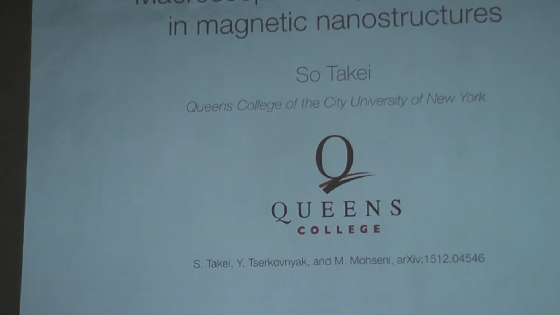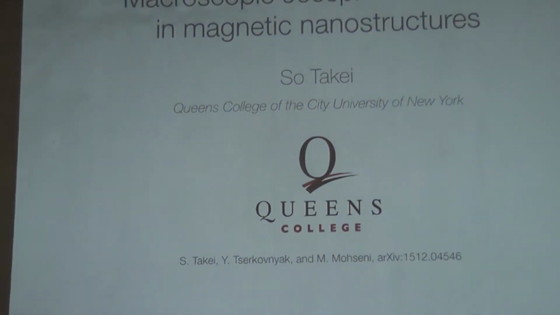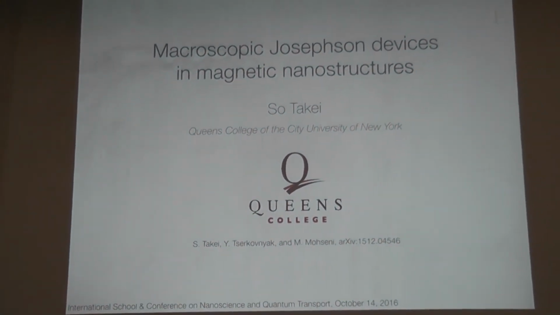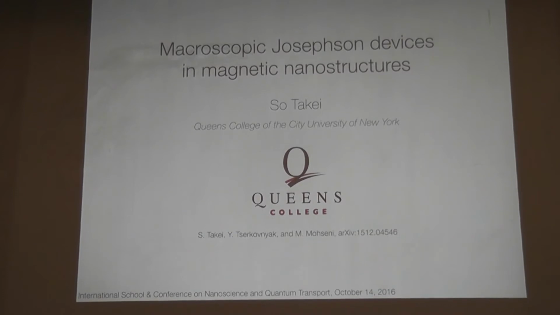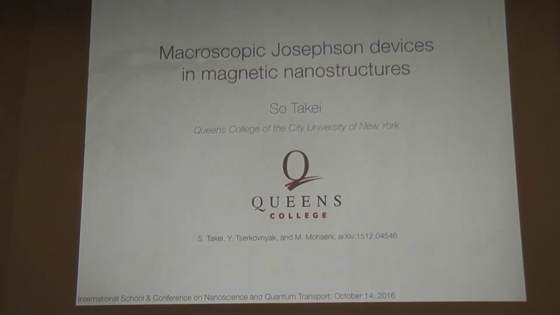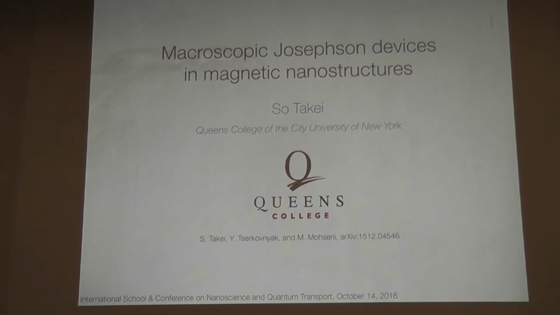Name is Takei, and I'm going to be talking about macroscopic Josephson devices and magnetic nanostructures. I think throughout this conference, we've heard talks about where conduction electrons coexist with a classical magnetic order parameter, and how spin-orbit interactions can give rise to coupling between these two things. So this talk is going to be based on that kind of physics, spin transfer torques and spin-orbit torques, but extending from that.